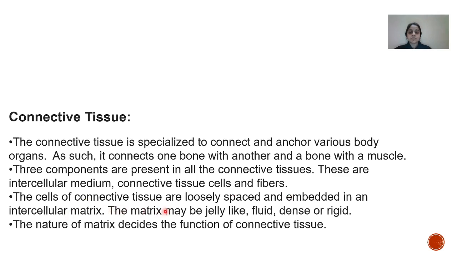The cells of connective tissues are loosely spaced and they are embedded in an intercellular matrix. The matrix may be jelly like, fluid, dense, or rigid. The nature of the matrix decides the function of connective tissue. Like if the matrix is very much fluid, we'll say it's blood and lymph. And the matrix is solid in case of bone, the skeletal tissue. And the matrix is very soft in case of loose connective tissue. So this decides the nature of the connective tissue.